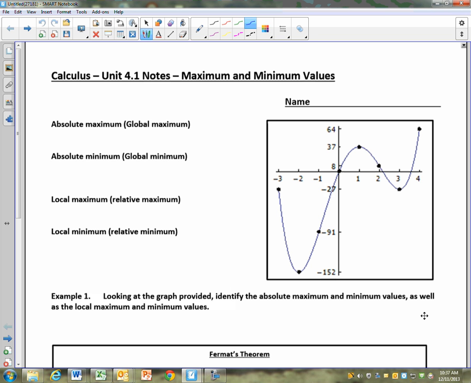And absolute maximum values, or global maximum, these are 2 different phrases sometimes books use, but absolute or global would be the largest value of a function over its domain.